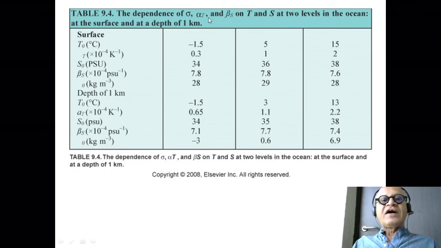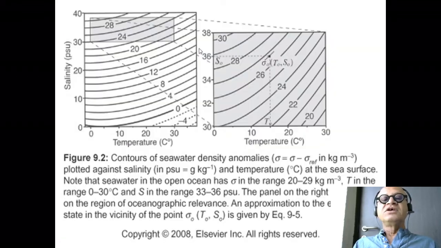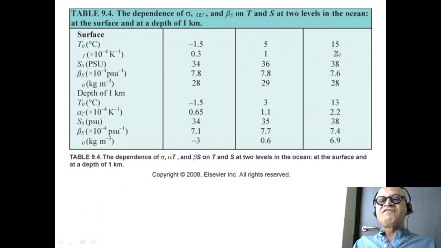Let's look at the values of alpha T and beta S at the surface and at a depth of 1 kilometer here, and at various temperatures going from minus 1.5. Why can we go to minus 1.5? Because when you add salt, water's freezing temperature is lowered. So instead of freezing at 0, it can go down to minus 2 depending on how much salt there is. So at 5 degrees and 15 degrees, and at depth you have minus 1.5 to 3 degrees and 13 degrees. And the main thing to notice is that alpha T is non-linear with temperature change.